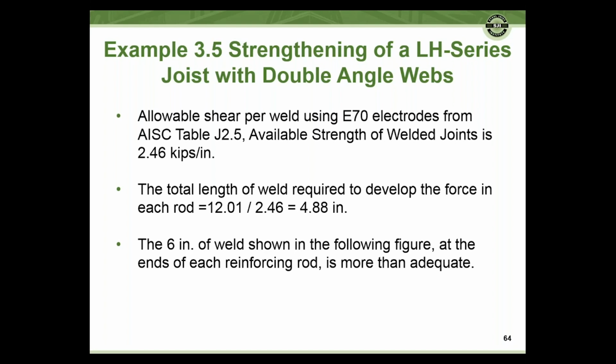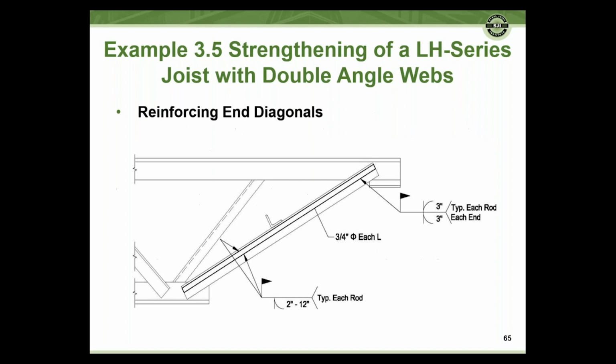That's going to be more than adequate, and we're going to provide a sketch for our field modification to add that rod to those double angle webs. And here's what it looks like. We have double angle webs in place, and we're going to add our rod to it right in here. Now, that angle could be rotated the way it's shown here with the toe down, or it could be rotated with the toe up. It really doesn't matter. We're just going to add that rod in.